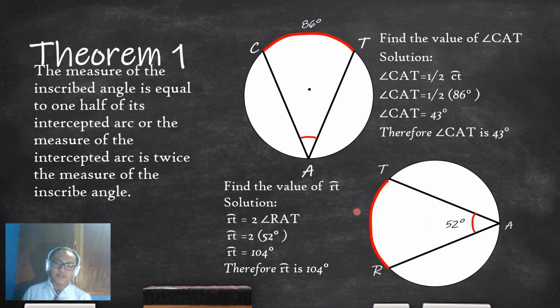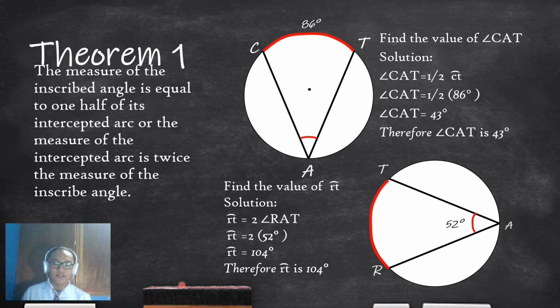The given is the measure of angle RAT, which is 52 degrees. So our formula will be arc RT equal to 2 times angle RAT. Next, we move on to substitution. Of course, arc RT equals 2, and let's put it in parentheses, of course, never forget that. And substitute the given, which is 52 degrees.